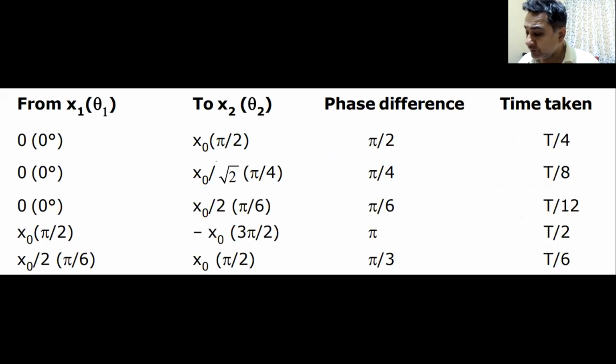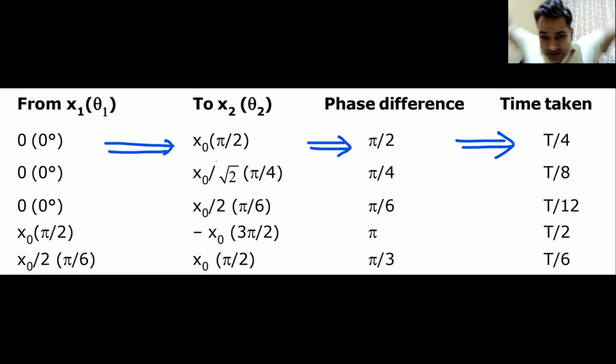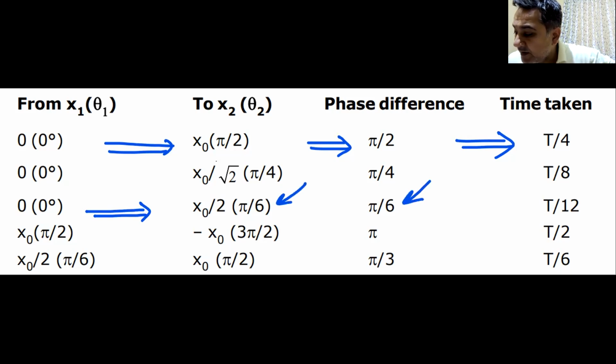And again, this is nothing new. Just telling you a difference in angle with difference in time. From 0 to pi by 2, the difference in angle is pi by 2. Do we understand this? Yes, sir. 2 pi corresponds to T. So pi by 2 will correspond to T by 4. Do we understand this? Yes, sir. Then on the same line, from 0 to x naught by 2. X naught by 2 will happen at pi by 6. The phase difference is pi by 6. The time difference will be T by 12. Do we understand this? Yes, sir.